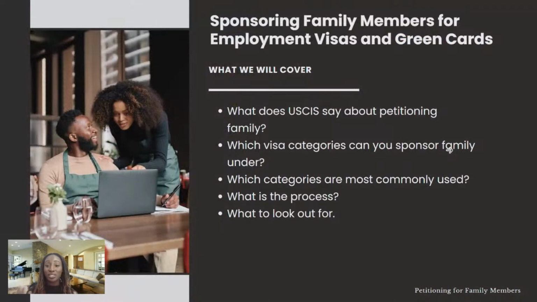So today we're just going to cover a couple different things. First, what does USCIS say about petitioning family? Second, which visa categories can you sponsor family members under? Which categories are most commonly used? What is the process and what to look out for?